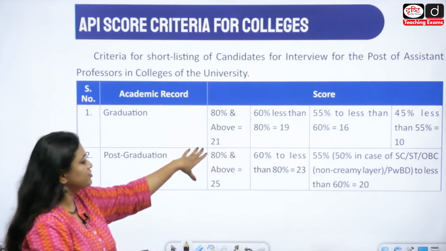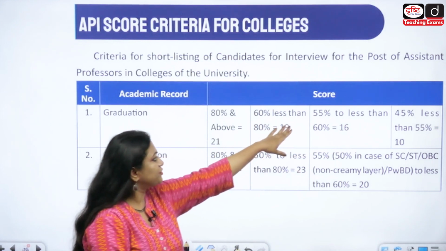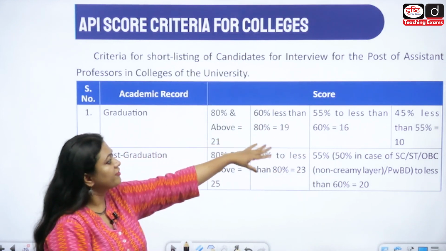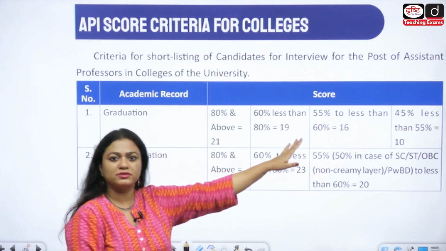So 80 and above, 21 marks. Between 80 to 60, 19 marks. Between 60 to 55, 16 marks. Between 55 to 45%, your score maximum you can earn up to 10 points.